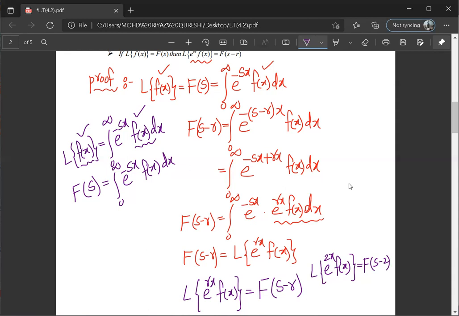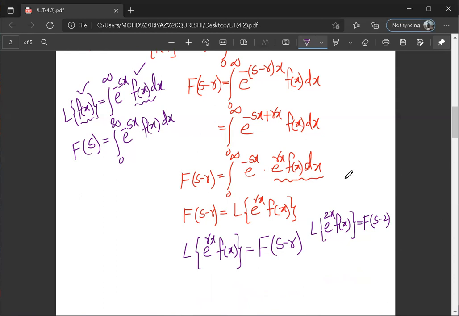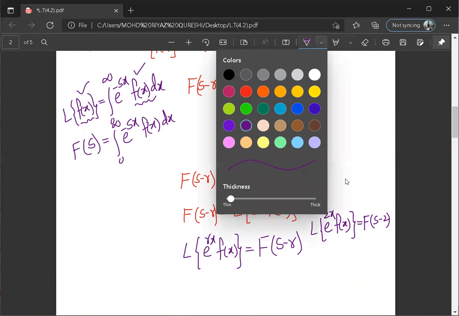We will do some other examples. Did you copy it? Yeah, almost there, one second. I'll give you two examples to understand this concept clearly.